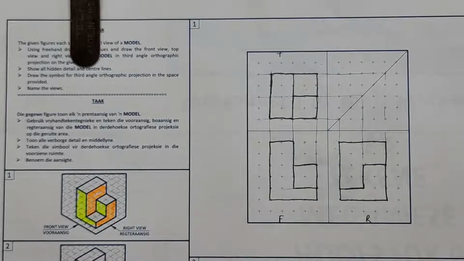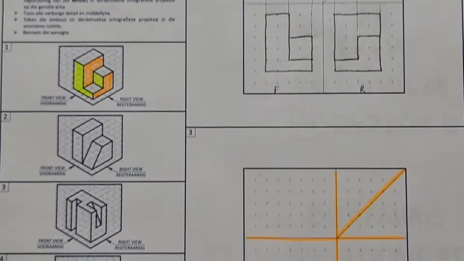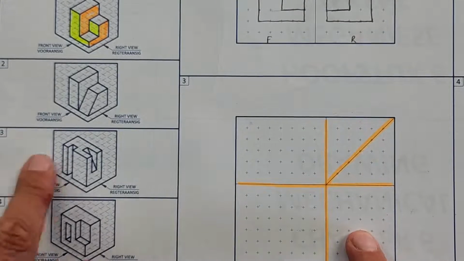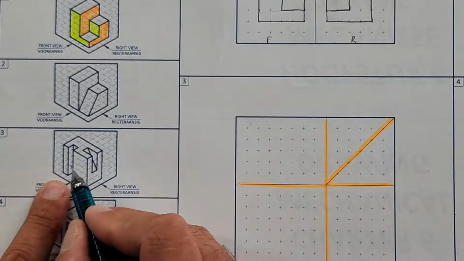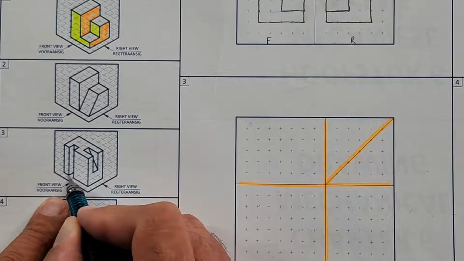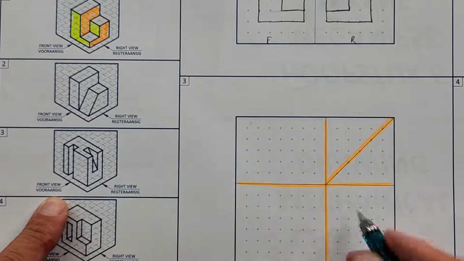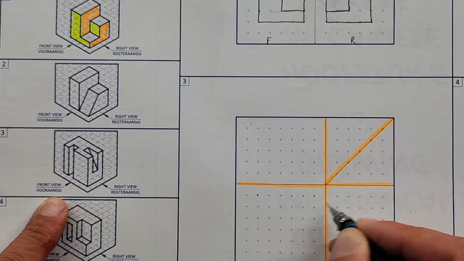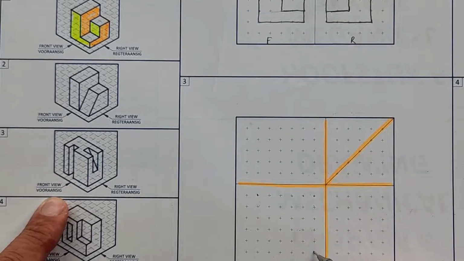Alright, let's look at the next one and then I'll allow you, I'm going to maybe do this one just for the sake of having it close by. So this is number 3 here. Alright, we'll check the front view again, the height 1, 2, 3, 4, 5, width 1, 2, 3, 4, 5. So 5 all the way. So I go 1, 2, 3, 4, 5, 1, 2, 3, 4, 5.